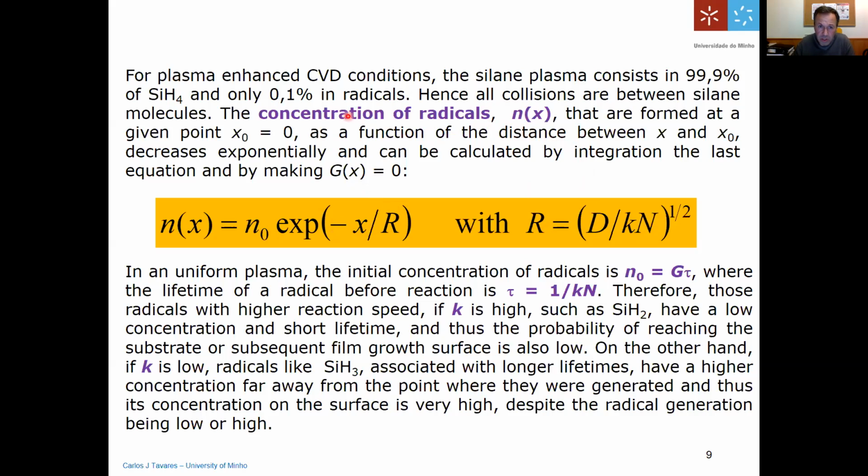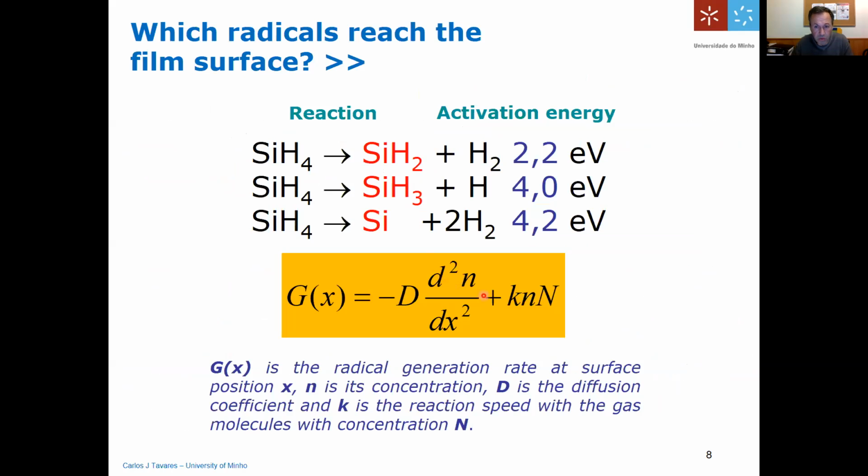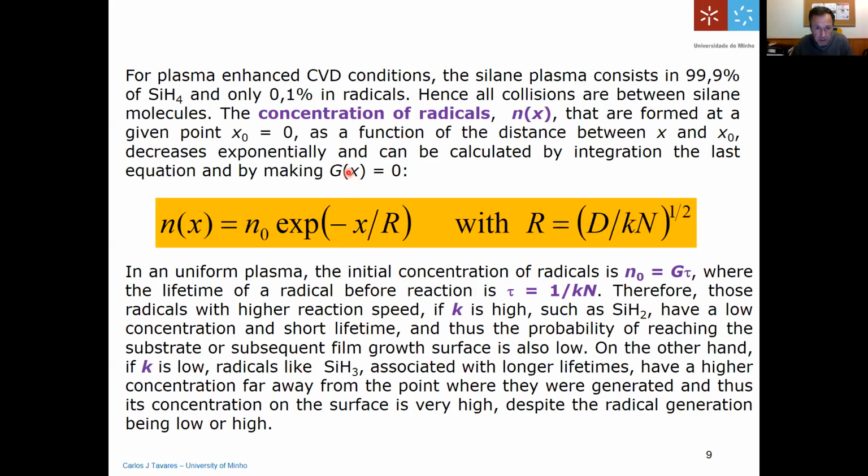and N is the concentration of the precursor molecules in your chamber, okay? And so this concentration of radicals that are formed at a given point can be calculated as a function of the whole distance on your substrate, and you can just integrate the last part of this equation by considering Gx equals 0, and then you will have this exponential equation, which gives you the concentration of the formation of radicals on the surface.